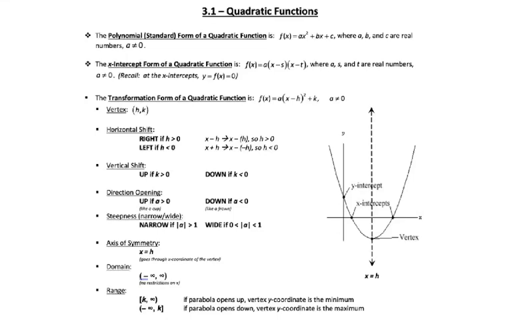All right, pre-cal. Today we're going to be talking about quadratic functions. And so let's go down the list of what we need to know in regard to quadratic functions. So the first thing we're going to talk about right here is the polynomial standard form of a quadratic function, which is f of x equals ax squared plus bx plus c, where a, b, and c are real numbers. And so we'll be referring oftentimes to this format.